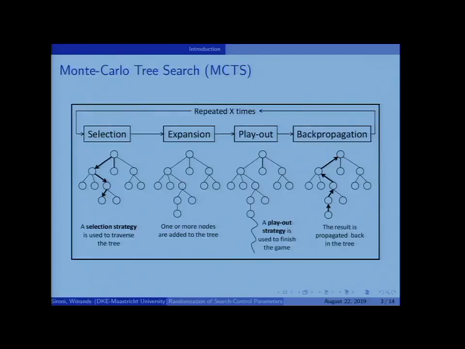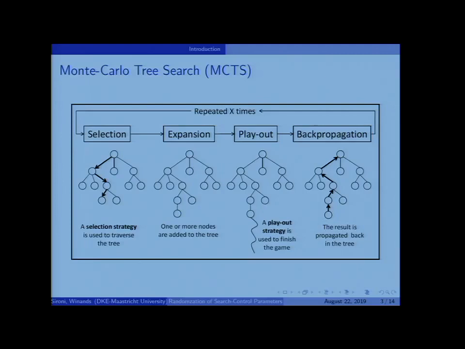An approach that has been quite successful in general game playing is Monte-Carlo tree search. You're probably familiar with this picture by now, so I'm not going to spend too much time on that. Basically, Monte-Carlo tree search builds a tree representation of the search space of the game incrementally, repeating the 4 phases that you see there on the slide.